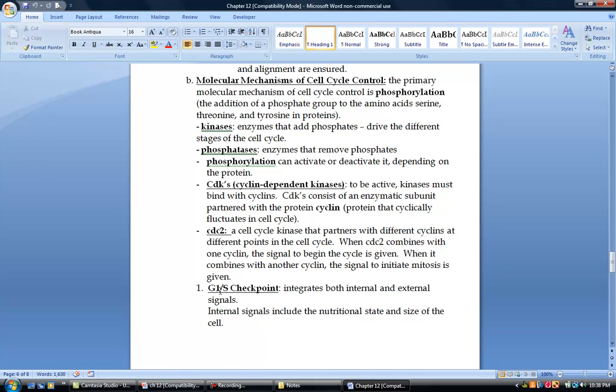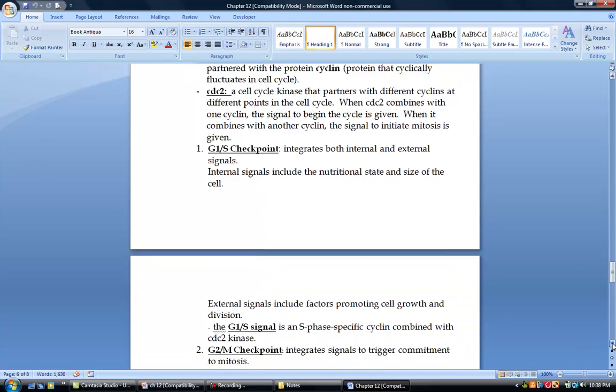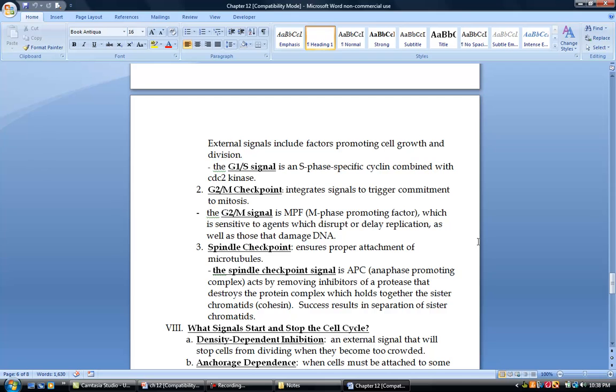So at the G1S checkpoint, if you remember, that's looking at mainly the nutritional state and size of the cell to make sure that it's healthy enough to go through cell division. If it is, you're going to have an S phase specific cyclin, and all that means is a cyclin that's produced right at the beginning of the S phase, which is the next phase, combined with CDC2.